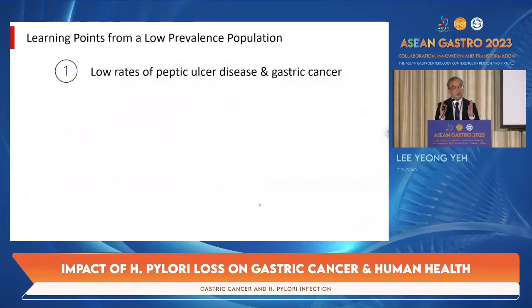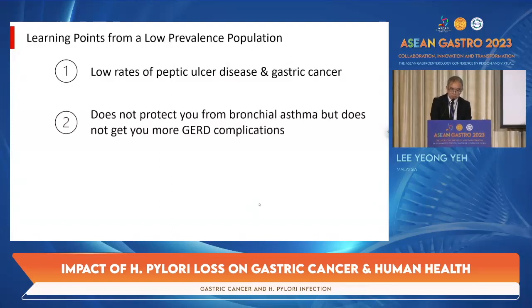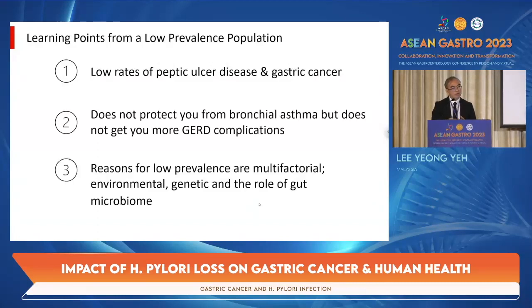So what can we summarize so far from this interesting population is that if you have no Helicobacter pylori, you are likely to have very low rates of peptic ulcer disease as well as gastric cancer. Now, it does not protect you from getting asthma, but it does not get you more gastroesophageal reflux disease complications. The reasons for the low prevalence are likely multifactorial. It could be environmental, genetic, and of course, there is a role for the gut microbiome.